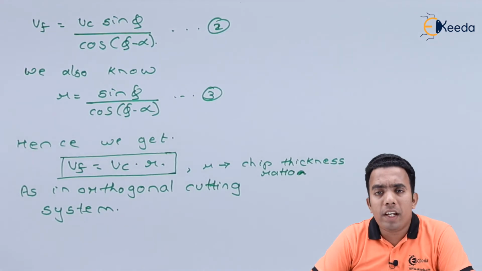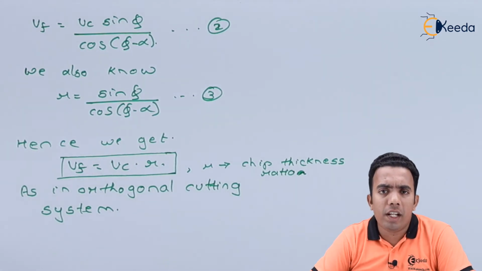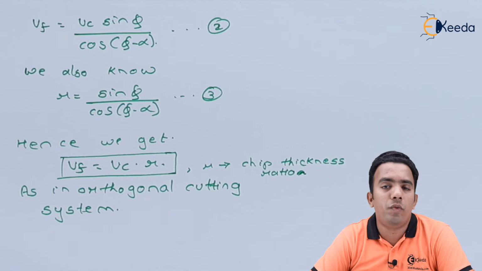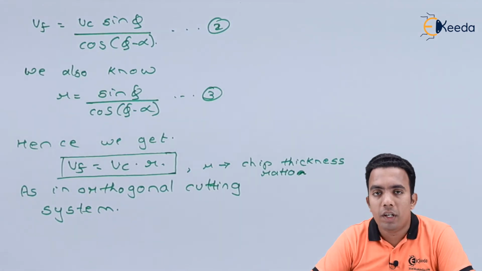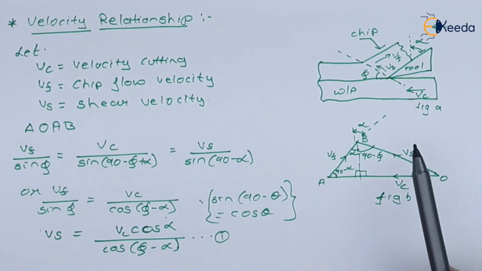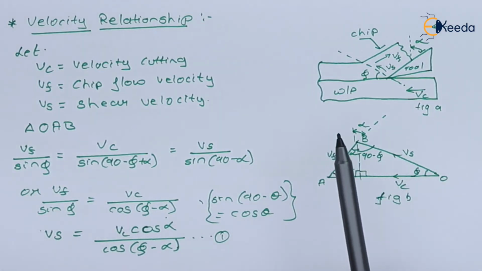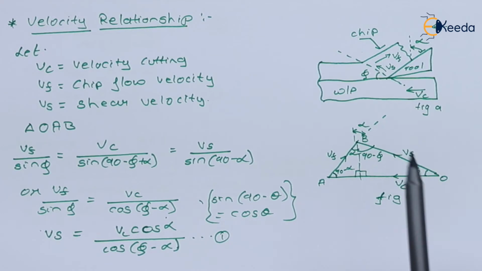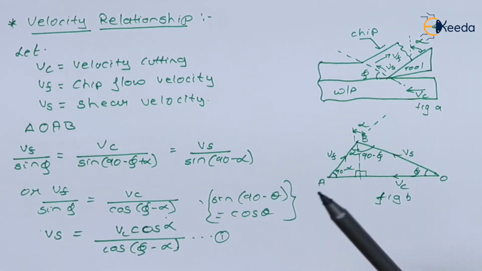So this was the final relationship between the different velocities which occur during the metal cutting operation. We will take a quick revision of how they are derived. This is figure A, where you can see there is a workpiece and a tool, and the tool is moving from right to left, due to which the chips are getting formed.